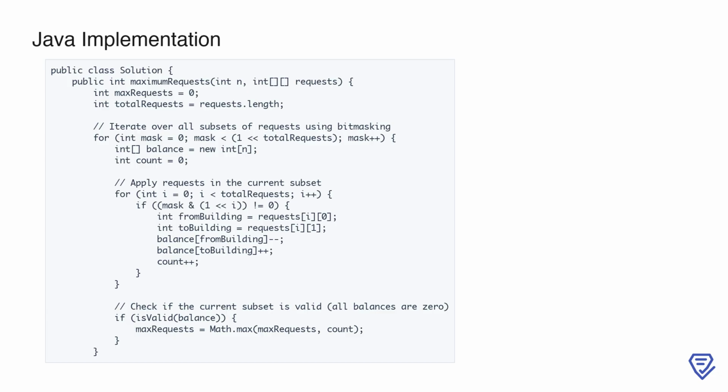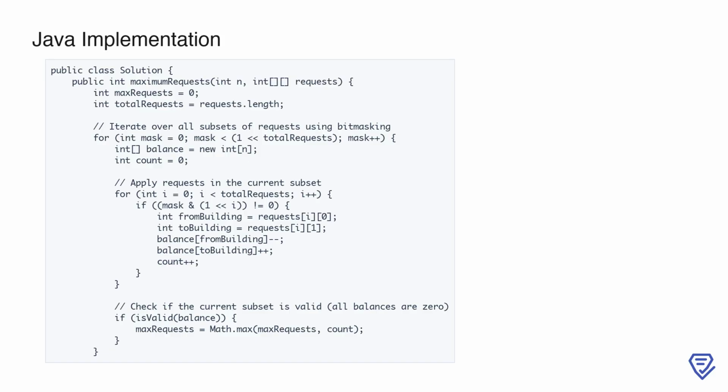The maximum requests method begins by initializing two variables: max requests, which will store the maximum number of achievable requests, and total requests, which holds the total number of transfer requests provided in the input. The main logic involves iterating over all possible subsets of requests using a bitmask approach. For each bitmask, we initialize an array called balance to track the net inflow and outflow of requests for each building. We also use a variable, count, to keep track of how many requests are included in the current subset.